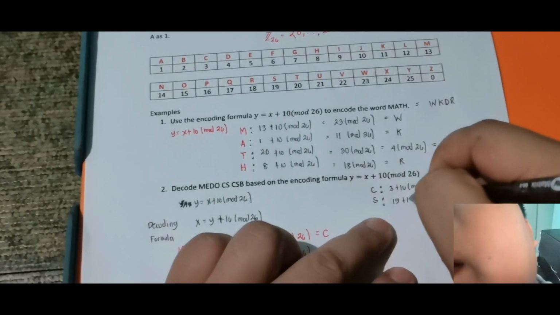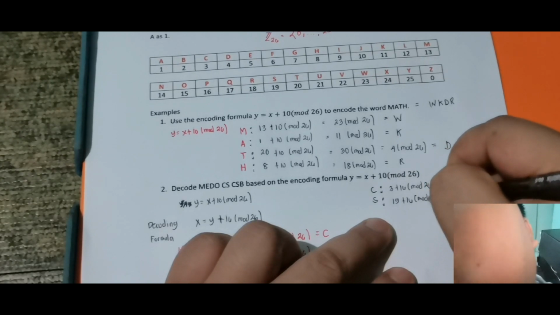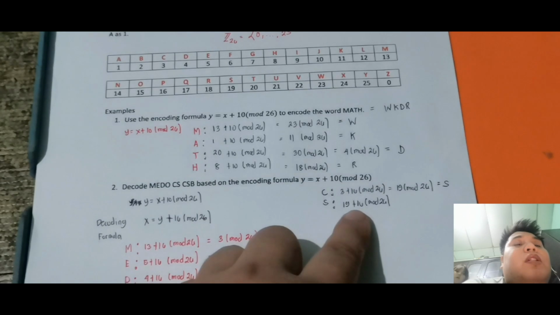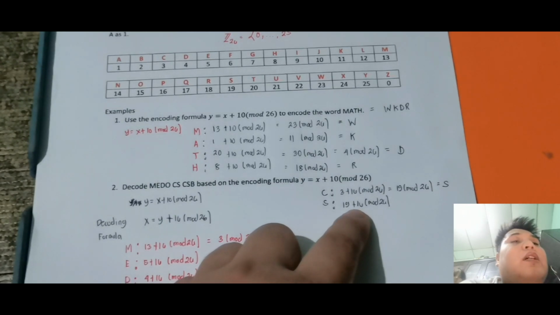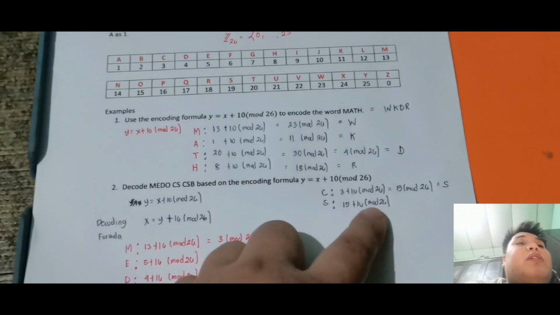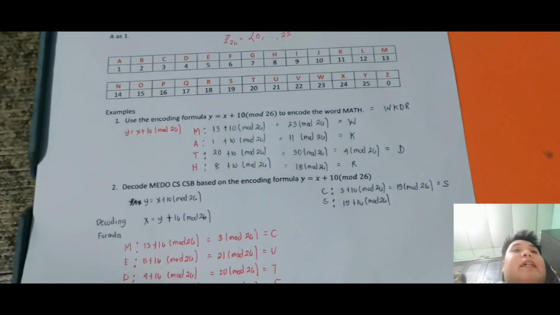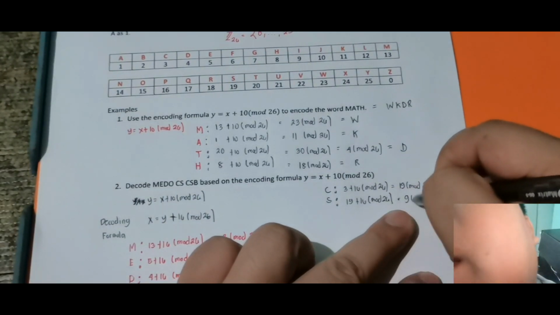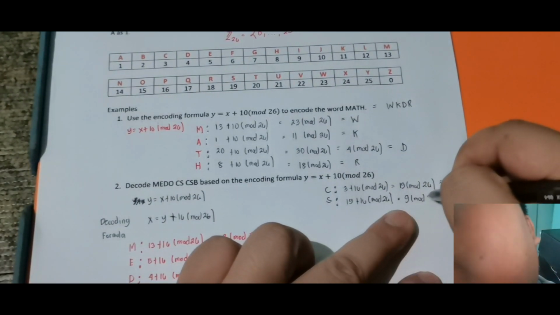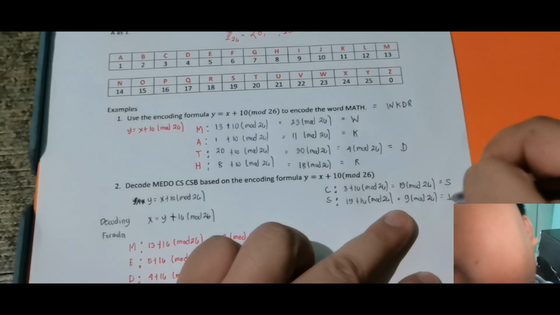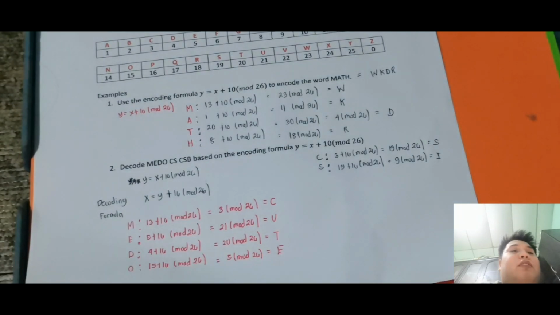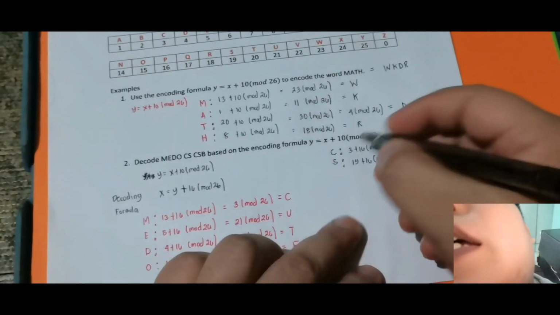So, 19 plus 16 mod 26. So, what is that? That's 35. Mod 26. Ilan yun? That is 9. 9th letter is I. Okay, so this is 9 mod 26. So, this is I. So, ang word daw is cute C. Okay, so, sino kaya yung C na yan? So, CSB.